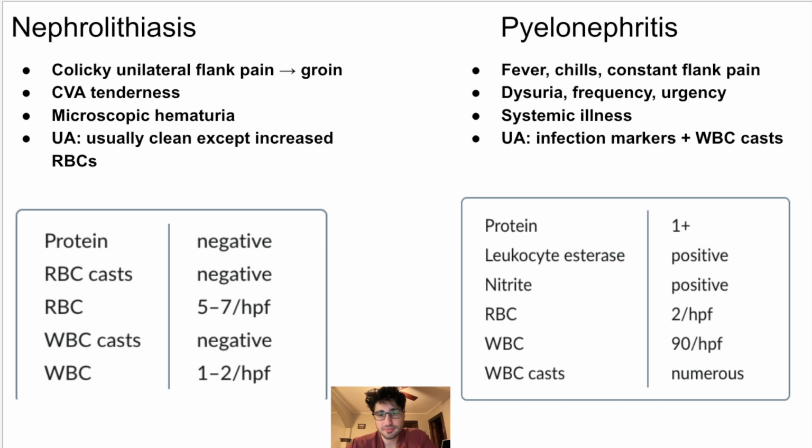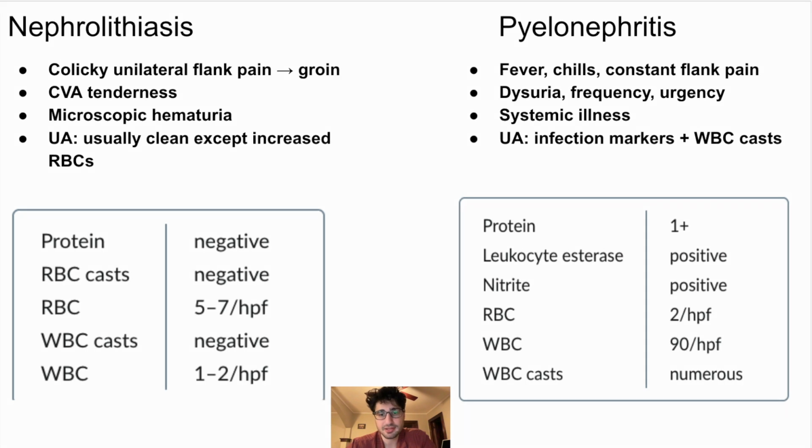Here's how to quickly tell nephrolithiasis from pyelonephritis using the urinalysis. Nephrolithiasis, or kidney stones, think sudden, unilateral, colicky flank pain that may radiate to the groin. These patients get CVA tenderness, often microscopic hematuria, and maybe mild dysuria. On the UA, the findings are usually minimal because there's no infection, just mechanical irritation from the stone.